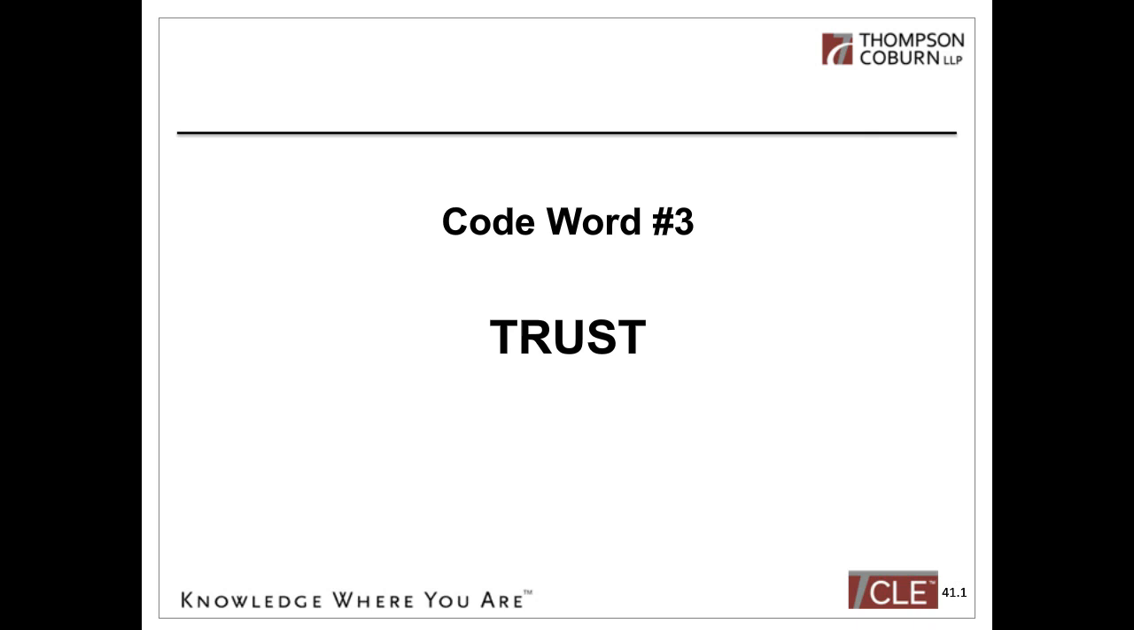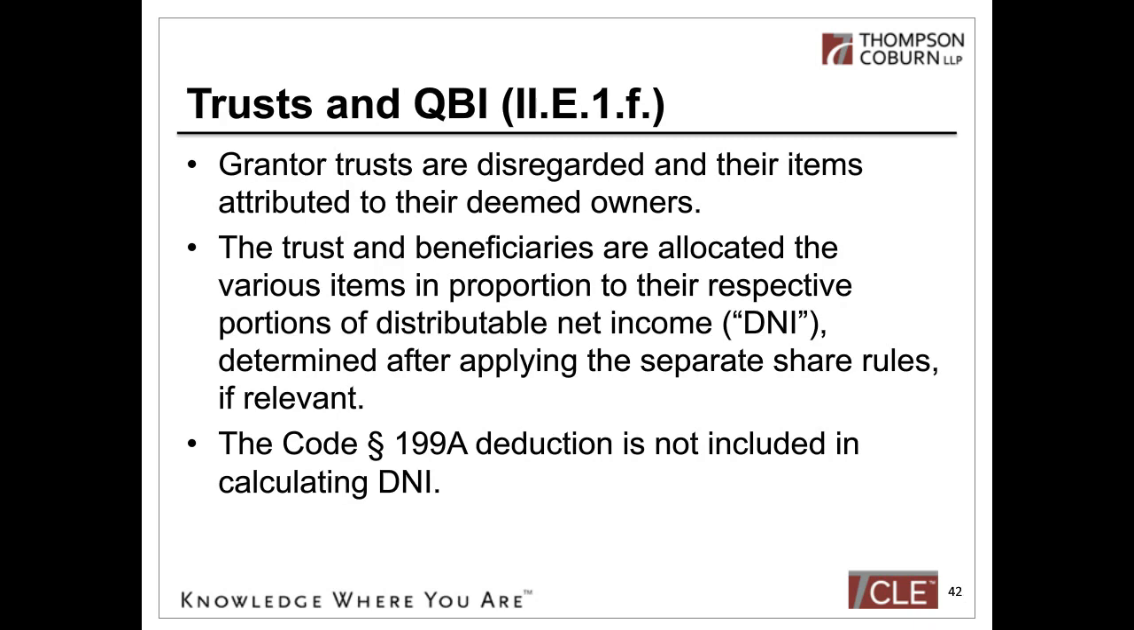Okay, so on to the next slide, our last code word, because we're migrating over to trust. So our code word is trust. Going on to slide 42. There's no surprises in slide 42. This is the same as we thought before the proposed regs came out. Grantor trusts are disregarded and their items are attributable to the deemed owners. When you have qualified business income, wages, and UBIA, you're going to apportion those to the trust and beneficiaries according to the regular portions of distributable net income.